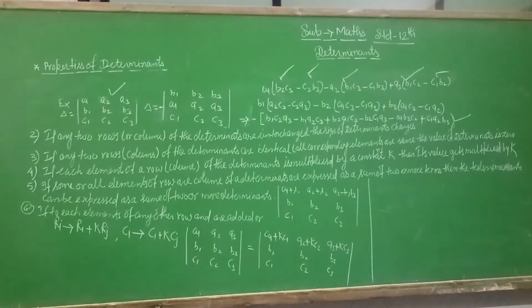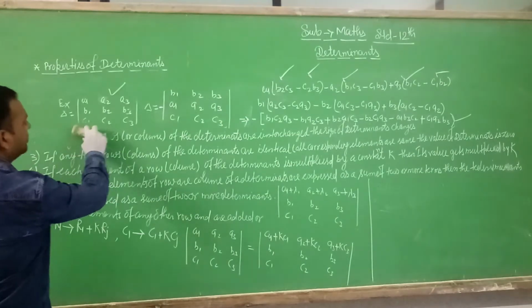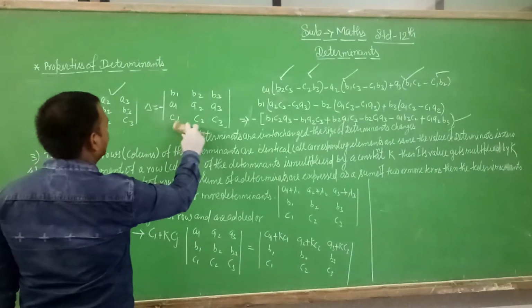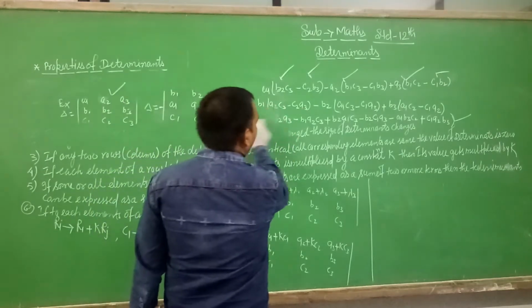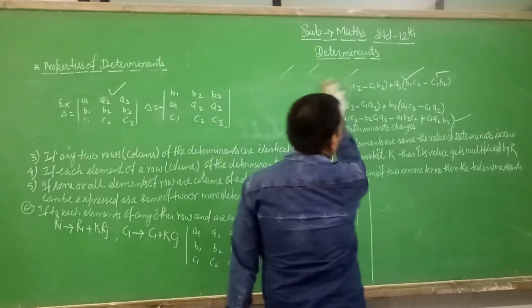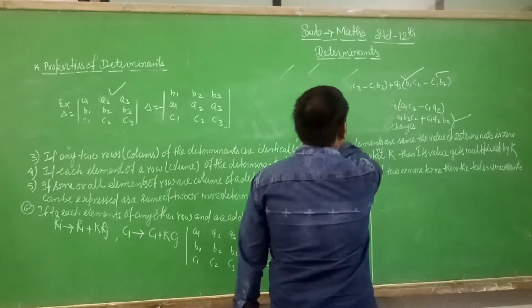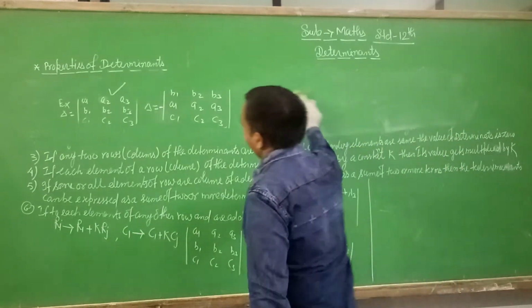Next, the third property. In the case of the third property, if any two rows or columns of the determinant have identical elements, the same, then the value of that determinant is equal to 0. You listen next time also.